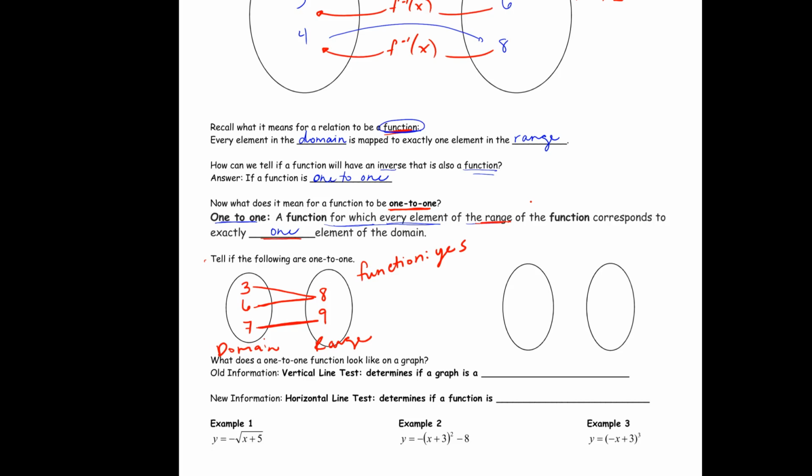So yeah, you guys see the problem, right? The problem is right here. If it's one-to-one, it's going to have no double arrows with one number. So this is a function, yes, but is it one-to-one? No, because 8 is sharing 2 x values.